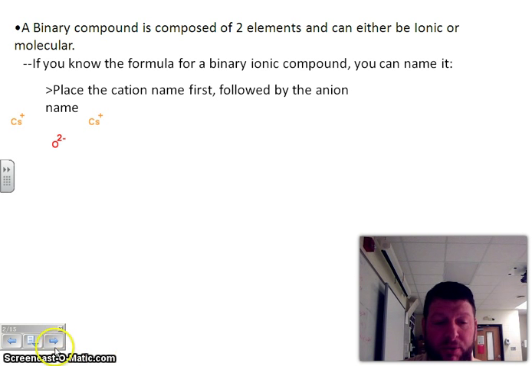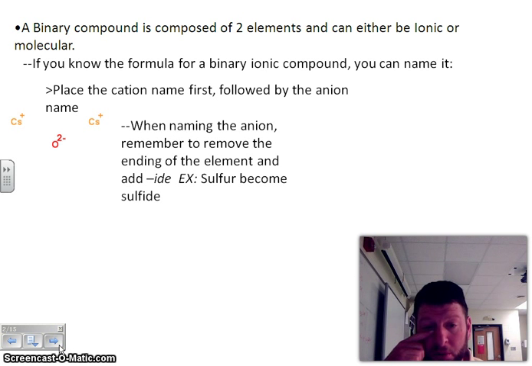So we name the compound by putting the cation first, followed by the anion. If you take a look at our drawing here, we have two cesium metals and one oxygen nonmetal. The cesium is the cation because it is a metal. Metals are the cations, and the anion is oxygen.